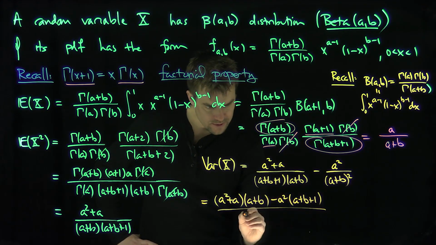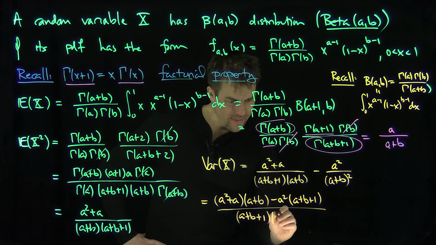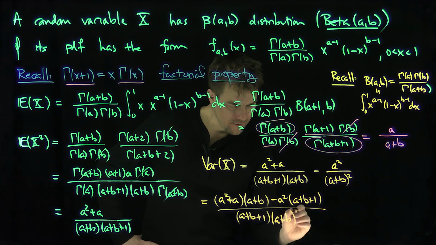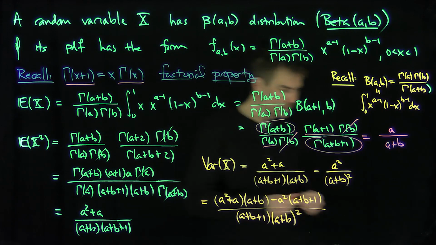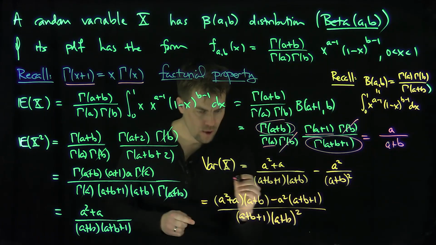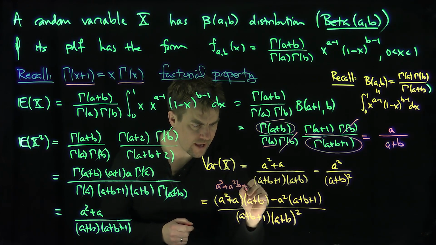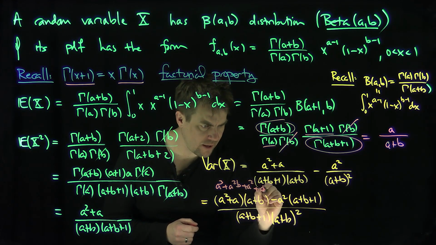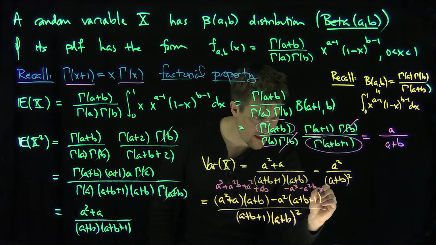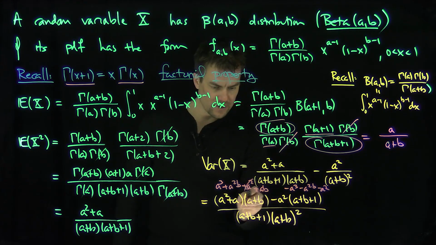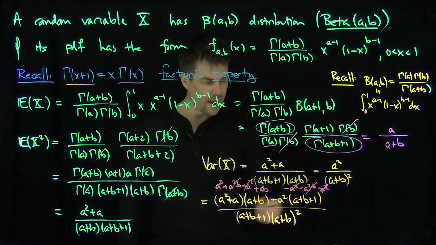And now my denominator is a plus b plus 1 and then an a plus b squared. Now let's see what cancels out over here. Let's look at all these terms. Over here we're going to have an a cubed, an a squared b, an a squared, and then an ab. And over here we're going to have a negative a cubed, a negative a squared b, and a negative a squared. So the a squareds are going to cancel, the a squared b is going to cancel, the a cubed is going to cancel, I'm just left with a times b.